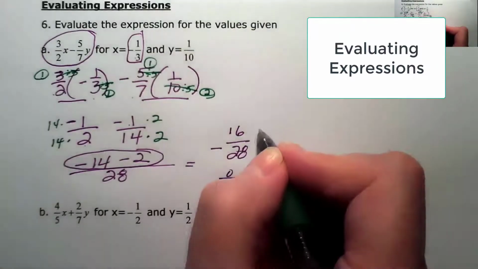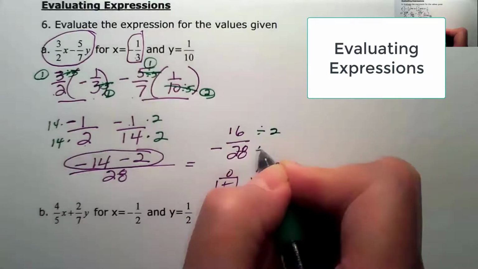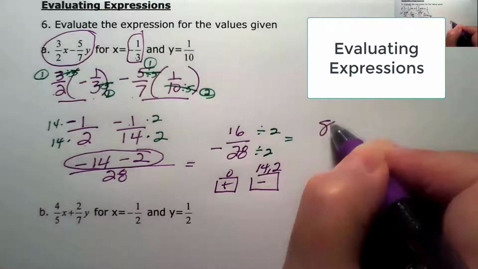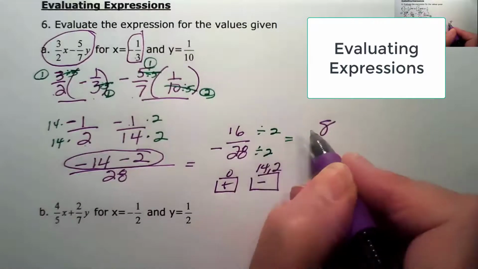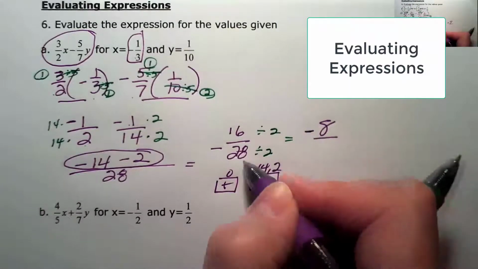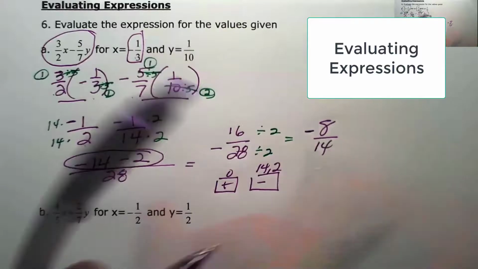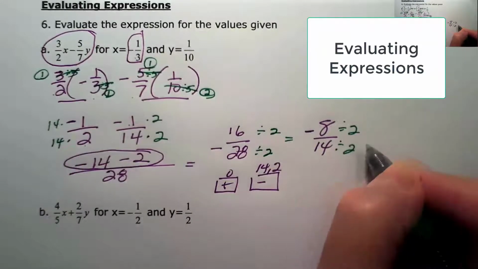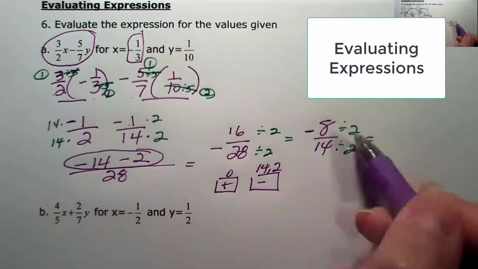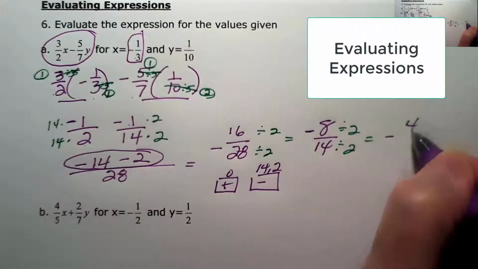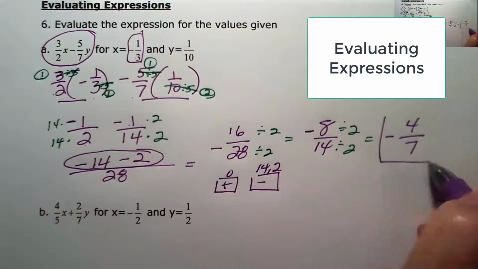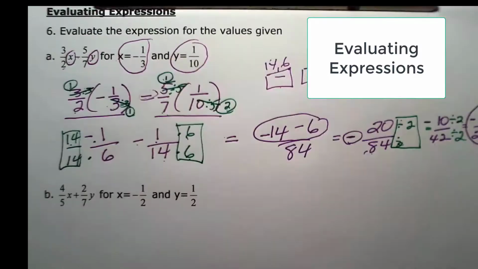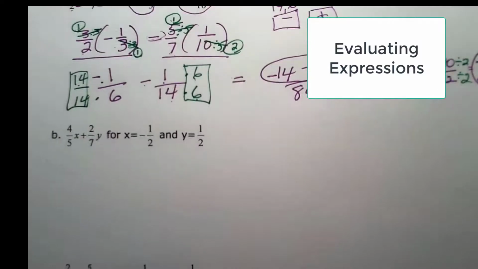I can still reduce. So I'm going to divide by 2, and I get 16 divided by 2 is 8. The whole fraction is going to be negative. 28 divided by 2 is 14. I can still divide by 2, and I get negative 8 divided by 2 is negative 4 over 7. So my answer is negative 4/7. Okay, let's try another one.